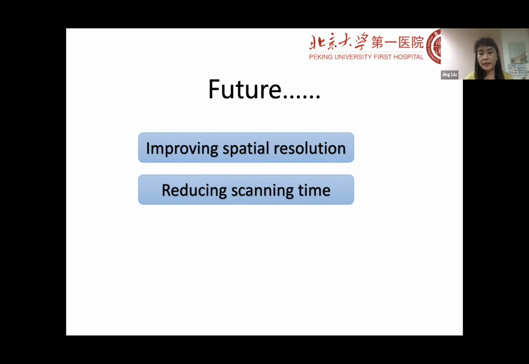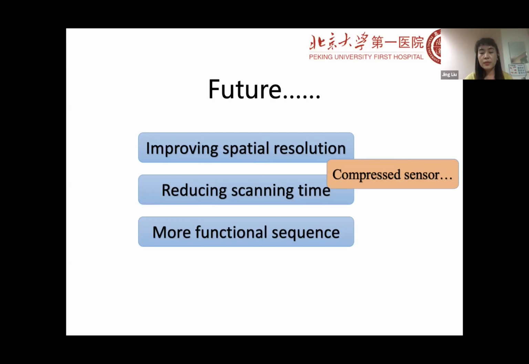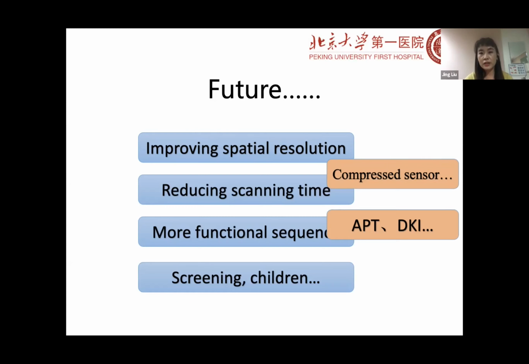Maybe nowadays some techniques will help us, such as compressed sensing techniques. And we need more functional sequences, which could give us more functional information, such as APT, DKI, and so on. And since MRI enterography has no radiation danger, maybe it could be used in health screening or in children. Okay, thank you.